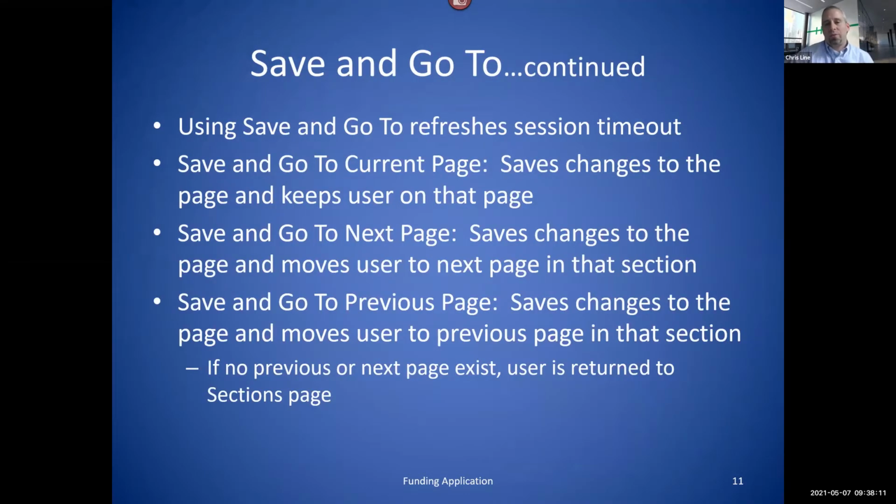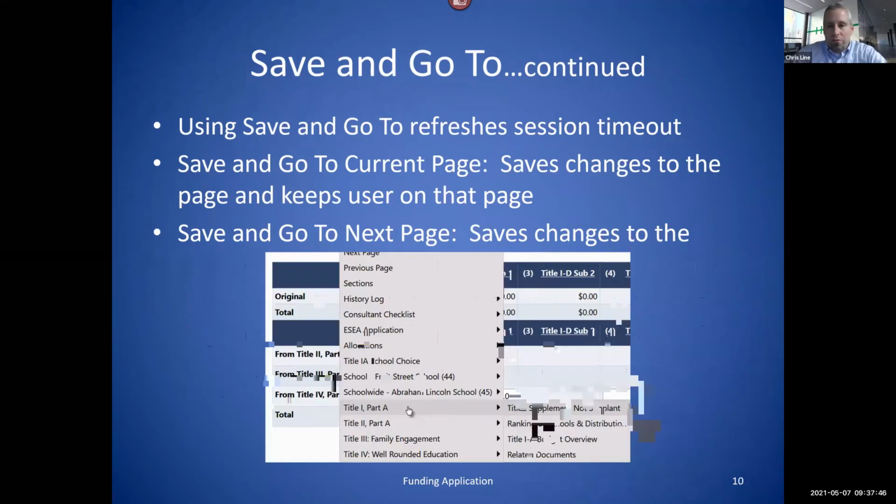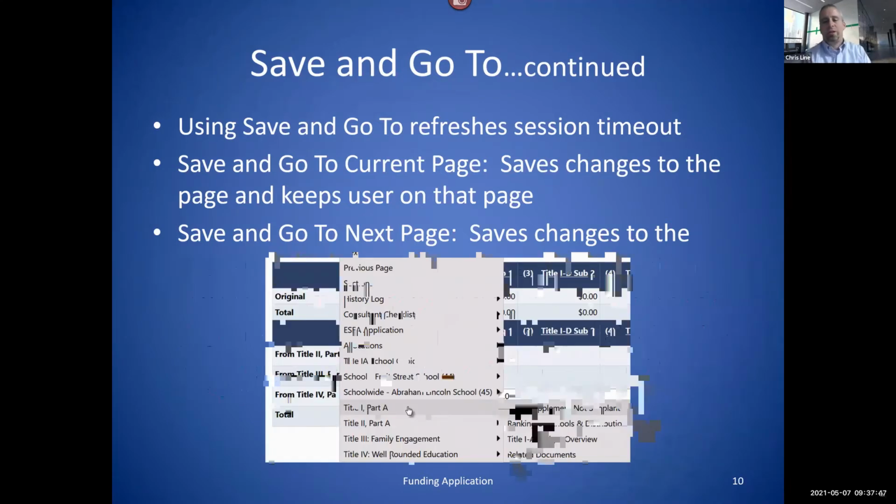So a couple things happen when you use the save and go to. It refreshes your session timeout, as we talked about. So it's going to automatically save the page that you're leaving. It's going to reset your session back to 60 minutes. So wherever you're going to, you'll have that time. You have a couple options. You can save and go to the current page, which basically just saves the stuff you're working on, but keeps you on that page to continue working.